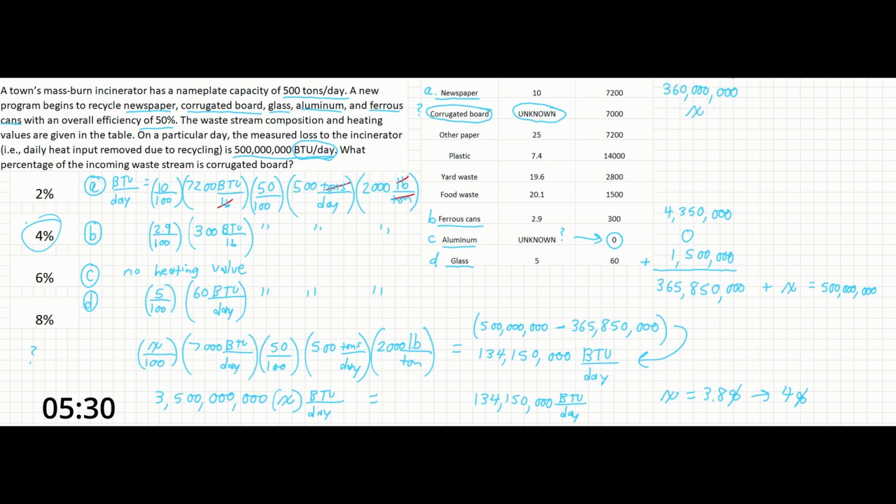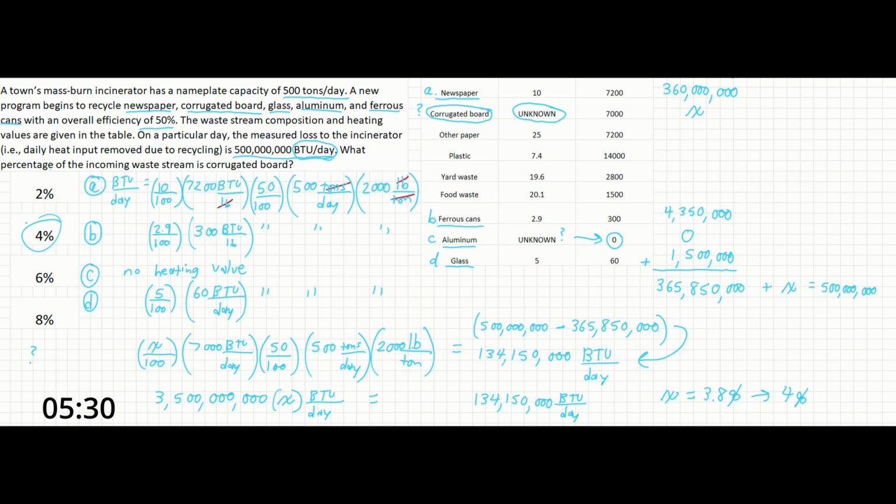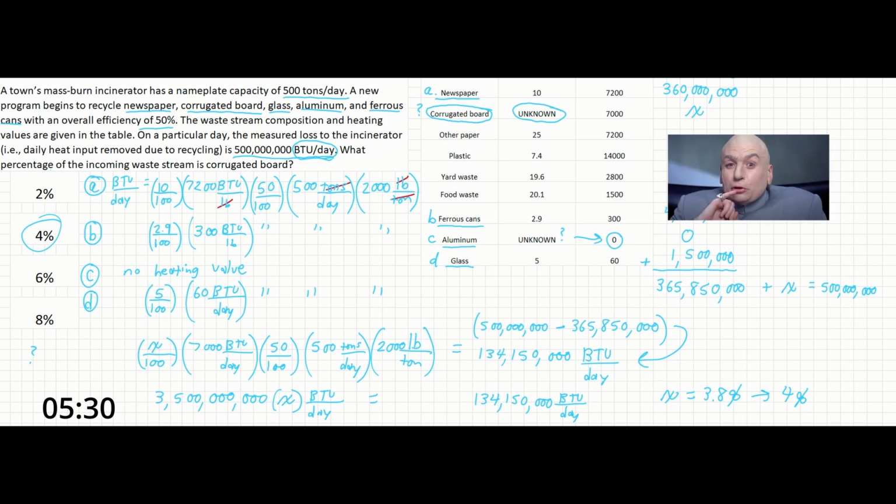So this problem is pretty straightforward if you can keep track of all the large numbers that you have to calculate and can envision the calculation you need to get to BTU per day. Finally, you need to recognize that you can wait to calculate corrugated board at the end after subtracting all of the other values from the total loss value of 500 million originally provided. And that's it.